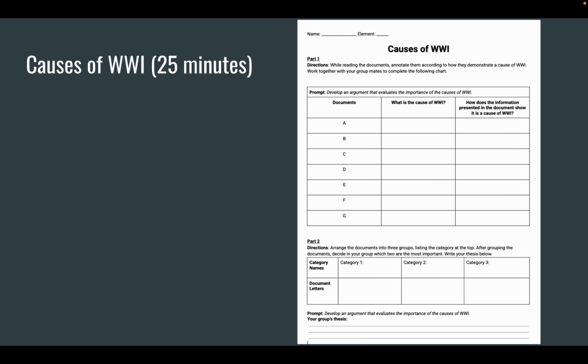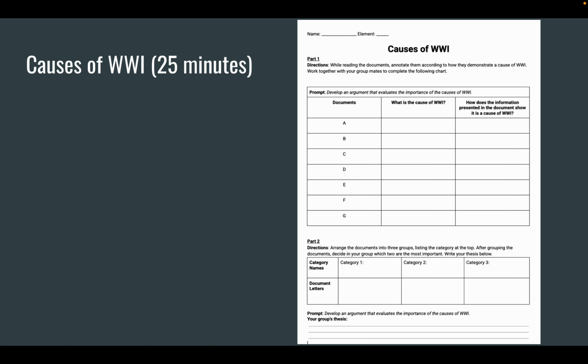This slide has an example of what the graphic organizer would look like. On this slide, it has the document letters. In the second column, under part one, the students would identify what the attribute is or what the cause of World War One is, and then explain why in the third column.